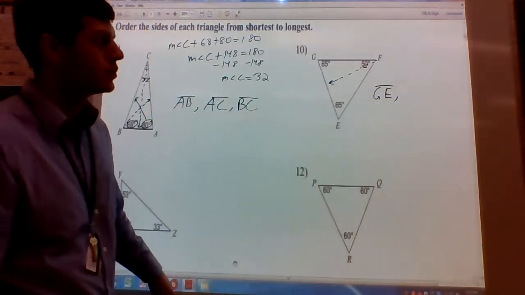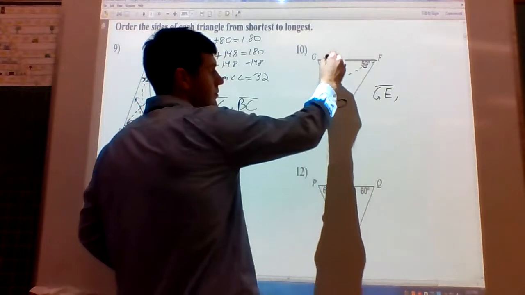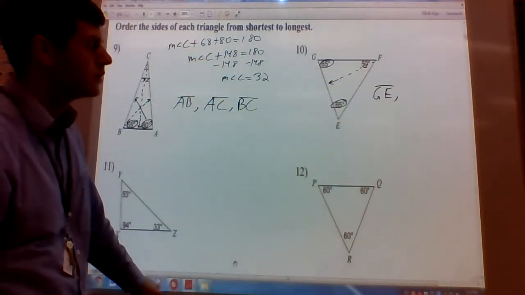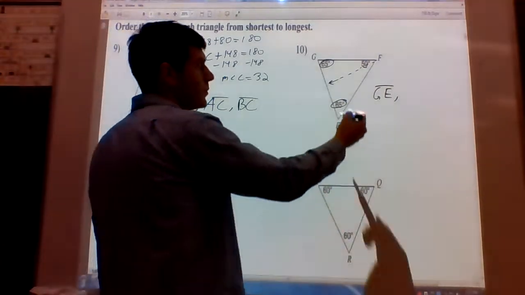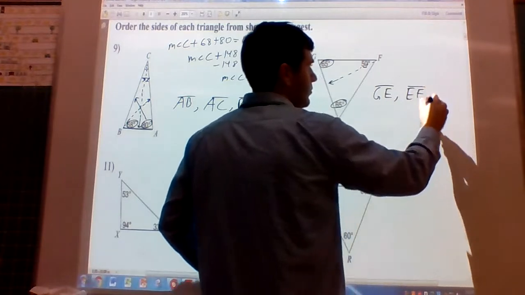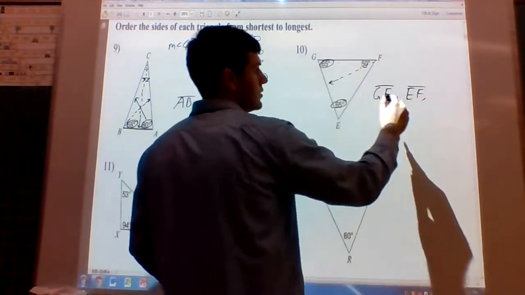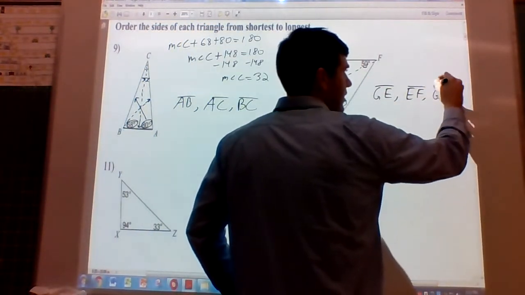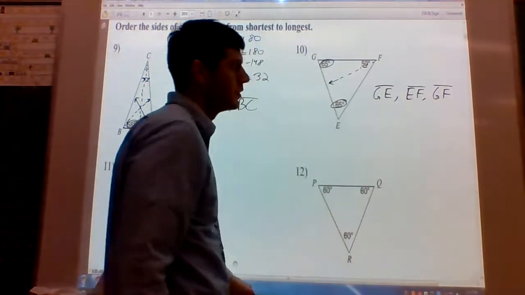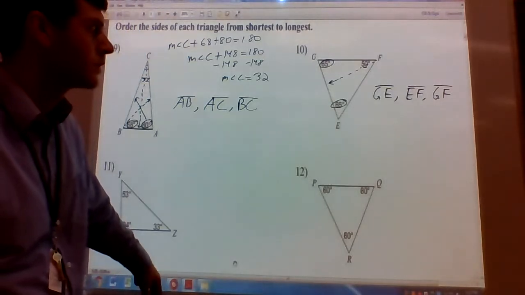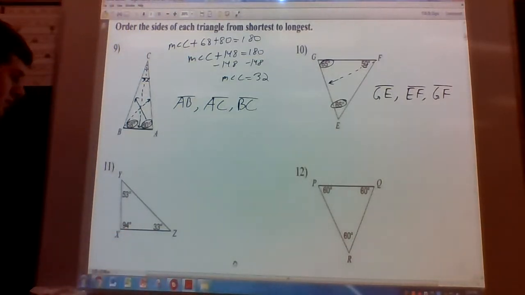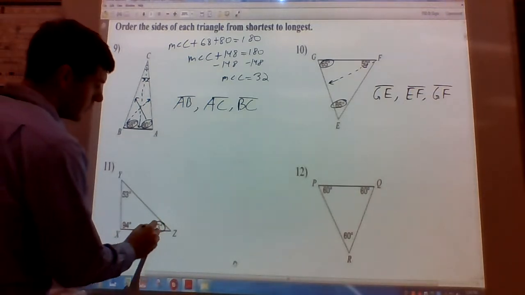Okay. And we notice we have 65 and 65, so it doesn't matter what order we go in, they're going to be the same. So we can put the opposite side from angle G, which is EF, and then put the last side, which is opposite angle E, which is GF. All right, and those could be switched. You can put them on top of each other or something. Either way, that's fine.